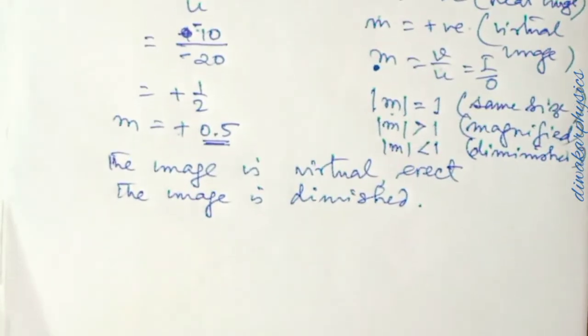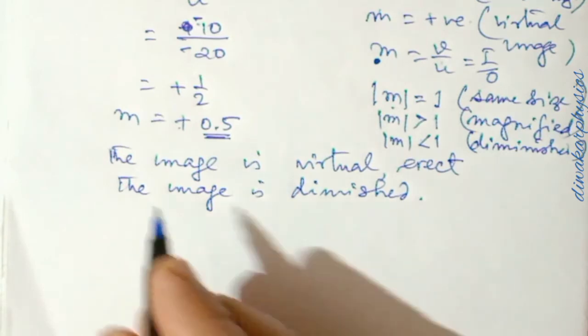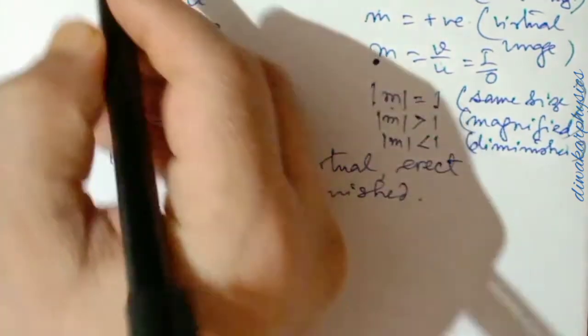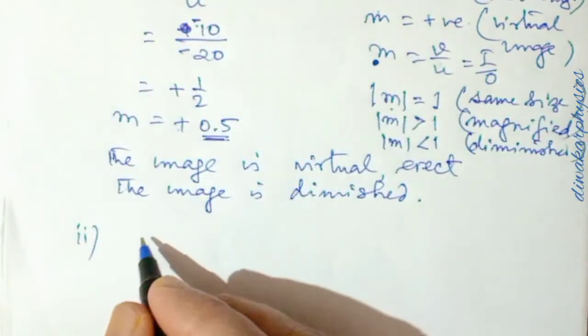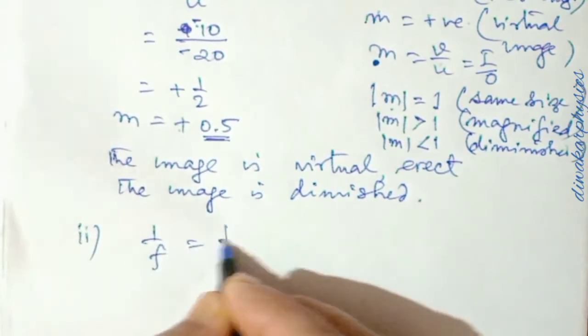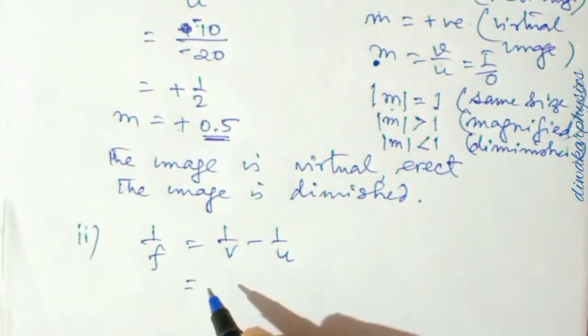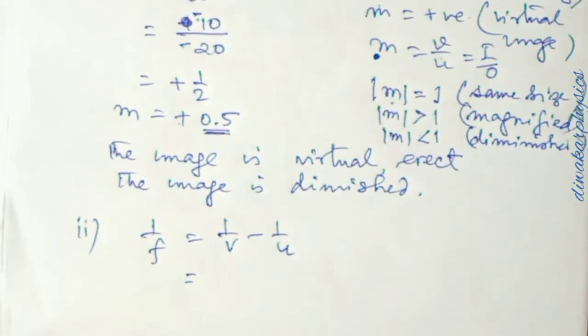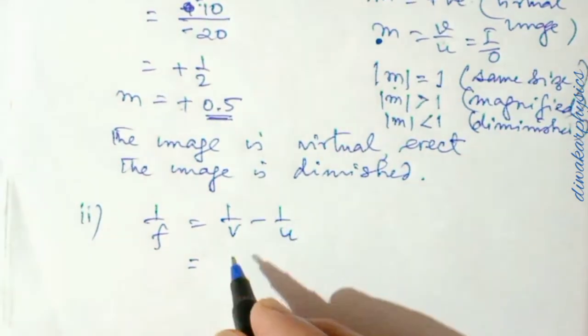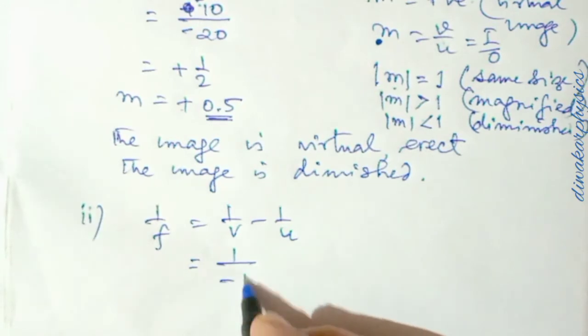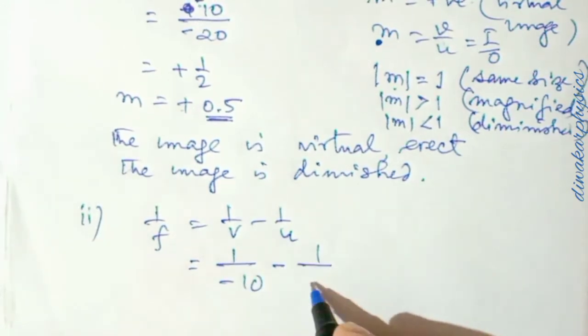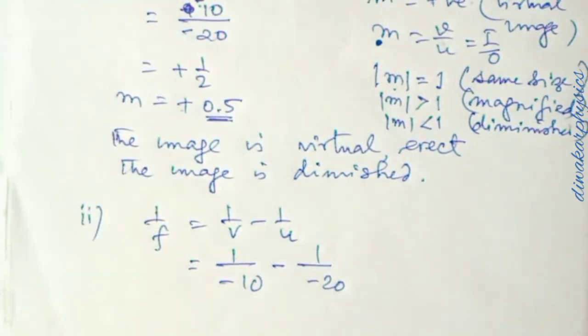Then we have u and v, so we have a ready-made formula: 1 by f is equal to 1 by v minus 1 by u. Use this formula to find the focal length. So 1 by v is minus 10, minus u is minus 20. So again you see, signs are very important.